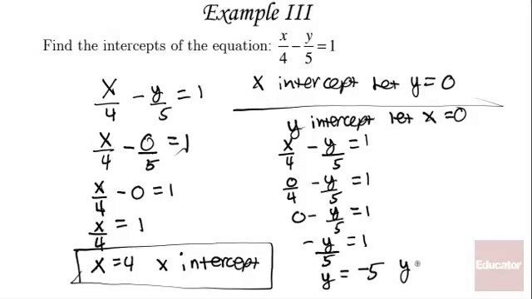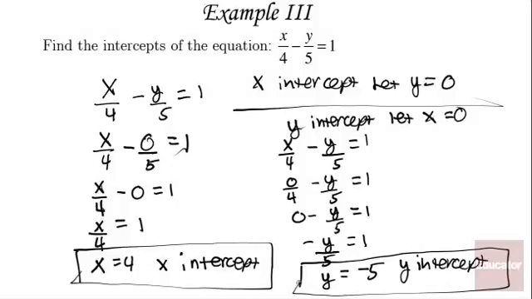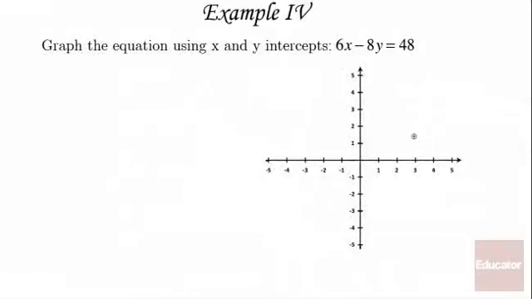So this is the y-intercept. This graph is going to intersect with the x-axis at x equals 4, and it's going to intersect with the y-axis at y equals negative 5. And I solved this by substituting, letting y equal 0 to find the x-intercept, and letting x equal 0 to find the y-intercept.